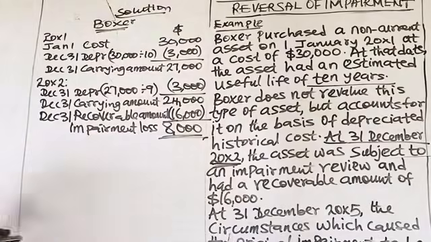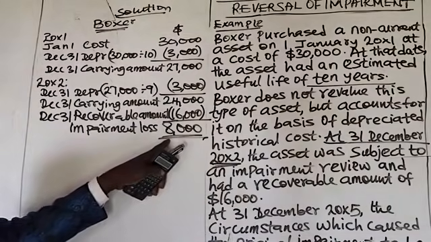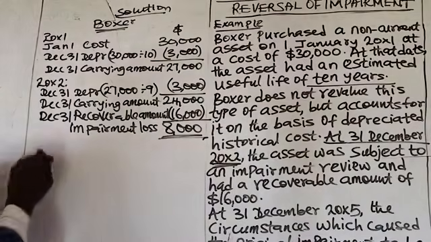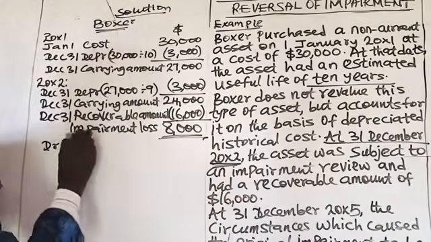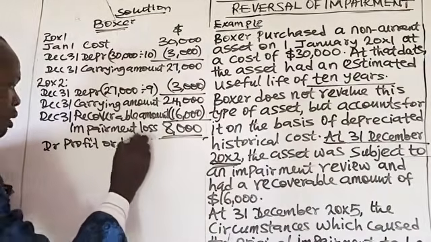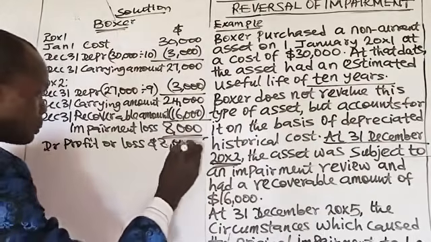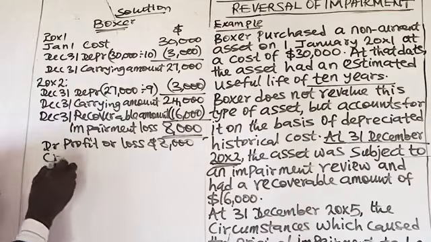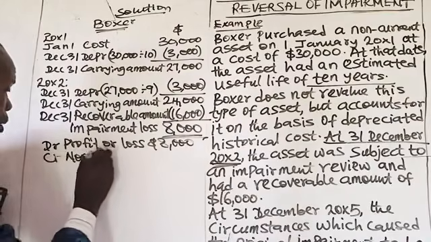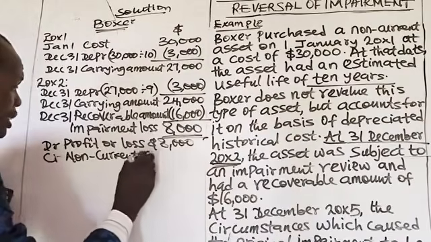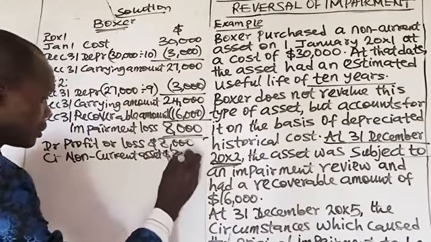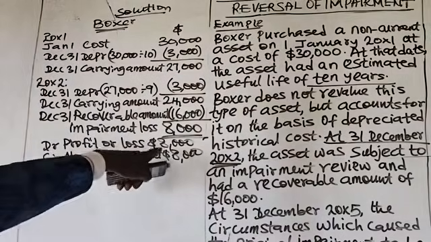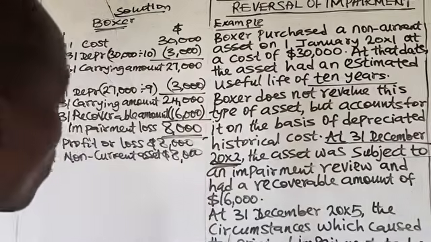The double entry will be to debit the profit or loss as an expense. Then you credit the asset. That is the double entry for this 8,000. So you debit profit or loss with $8,000, being the impairment loss recognized for the year, and credit the non-current asset with the same amount, that is 8,000. That is the double entry for this impairment. That means the profit has been reduced by 8,000 and the value of the asset has equally been reduced by the same amount.